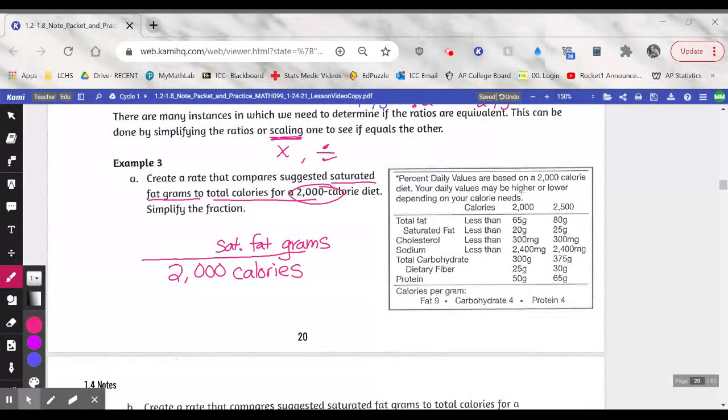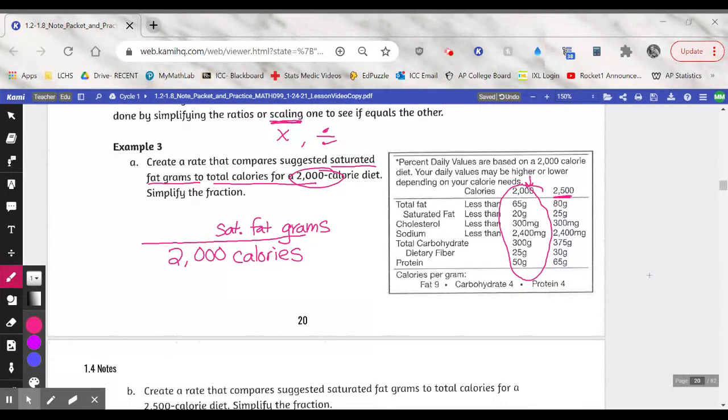All right, so when we look to the right over here, this has our nutritional values for a 2,000 calorie diet, and it also compares it to a 2,500. This one says that we want to compare it with what we see for a 2,000 calorie diet. So you guys are going to be using these numbers. And it also says your daily values may be higher or lower depending on your calorie needs.